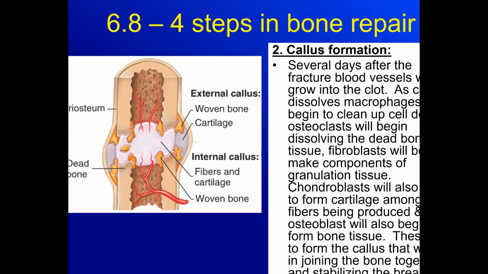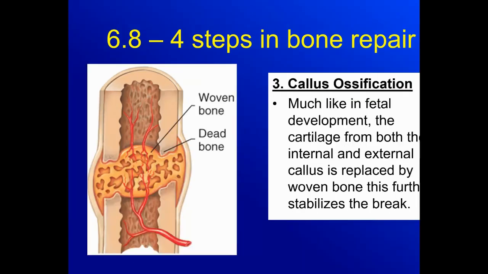The chondroblasts will begin to form cartilage among the fibers being produced, and osteoblasts will also begin to form bone tissue. These help form the callus. This kind of semi-hard cartilage is actually going to act kind of like a splint. It's going to help this bone be a little bit more stable and stabilize the break.